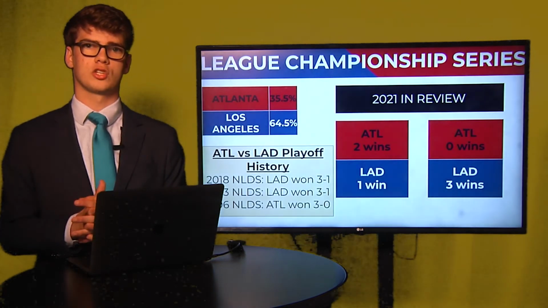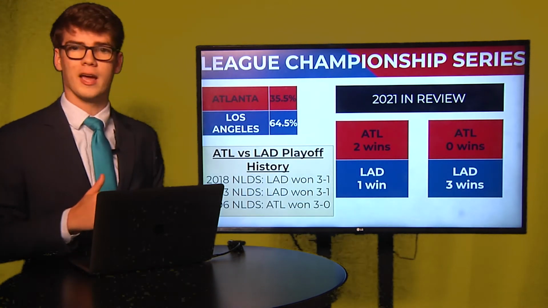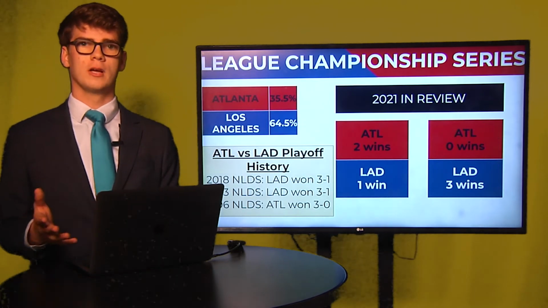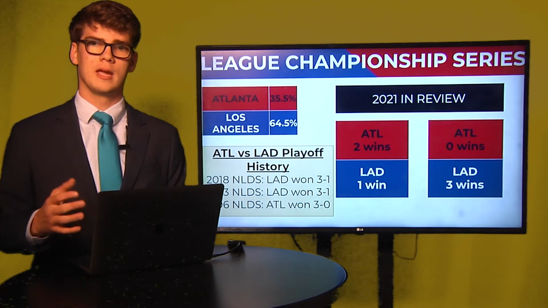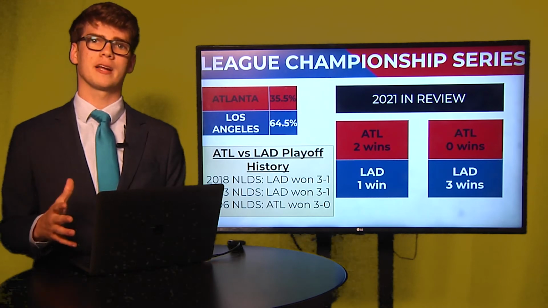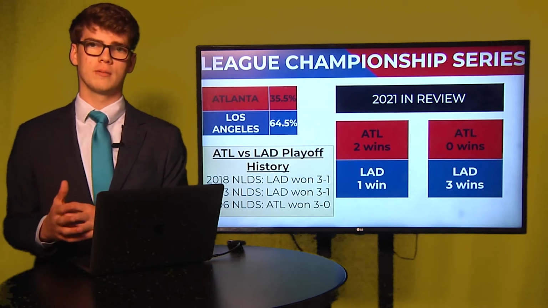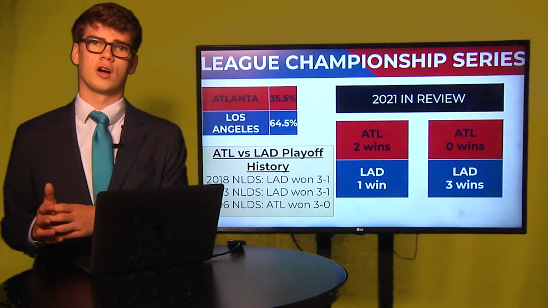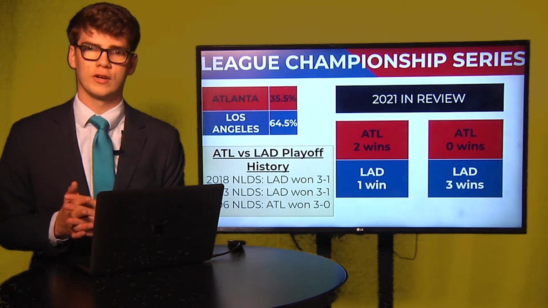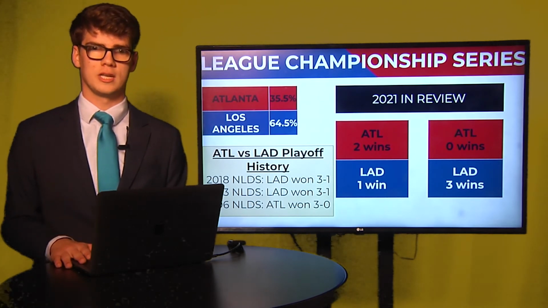The postseason history between these two teams dates back to 1996 when Atlanta topped Los Angeles in a 3-0 sweep in the NLDS. The matchup came back to life in the 2010s, both times though the series went in favor of the Dodgers, who recorded 3-1 NLDS victories in 2013 and 2018.